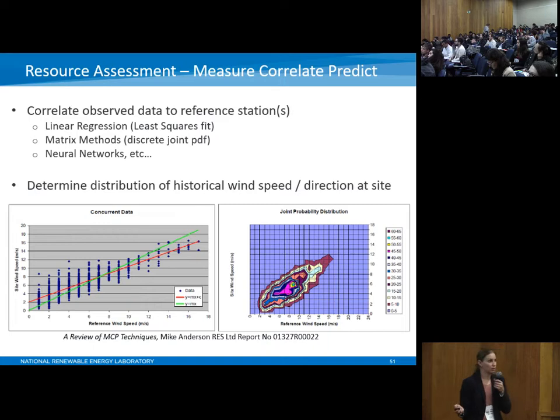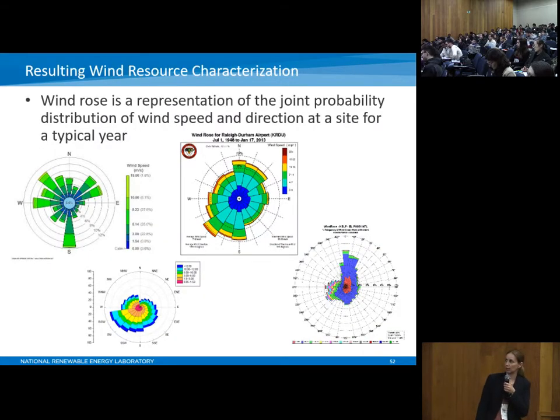And then you determine your historical distribution for wind speed and direction at the site. So here's your reference site wind speed and your site wind speed, and this shows the joint probability distribution of the two. So you've done that, you've created this relationship of the two together, and from that you project what your long-term resource is at this site, and you get something that looks like this.